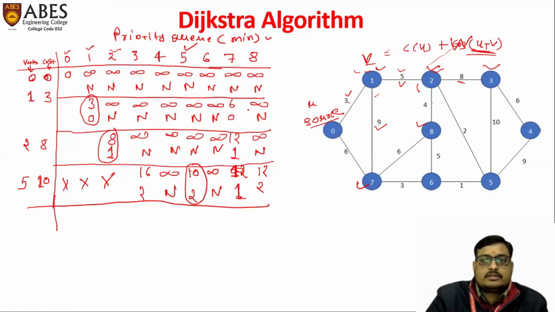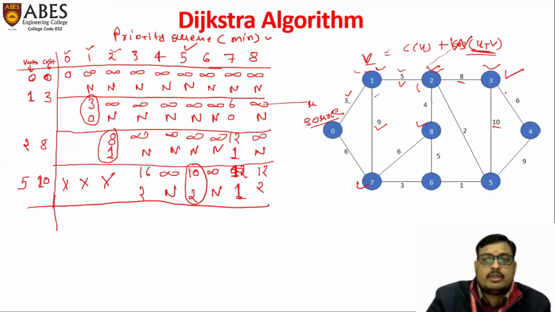So let us compute the cost for vertex 3. The cost of vertex 3 is the cost of vertex 5 plus the weight of edge 5, 3, that is 10. So 10 plus 10 is 20, so the cost of 3 is 20. Here it is very important to focus on decrease key. The current value, 20, is greater than the existing value 16, so we will not update it. It is not eligible for updation.